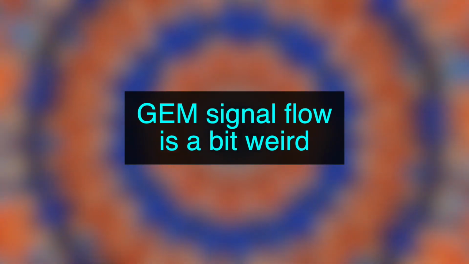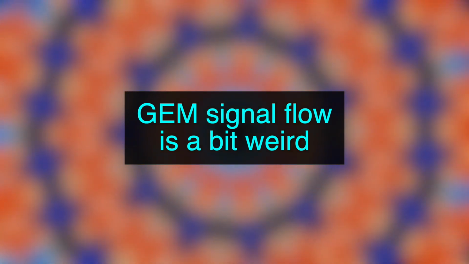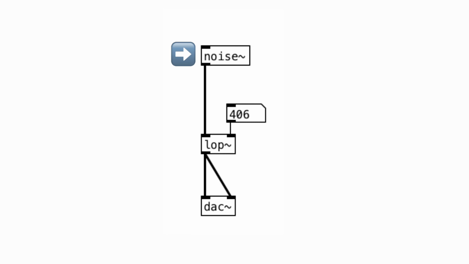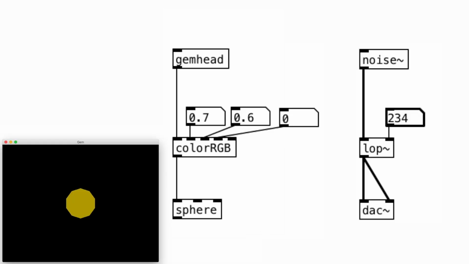The signal flow of Gem is a bit counterintuitive. So let's review the signal flow of audio in pure data. First, we have a sound source, whether it's noise or a sine tone. Then we have objects that manipulate the sound, such as filters, for example. And finally, we have a DAC, which will convert everything into an analog signal so that we can hear it through our speakers. Gem is an opposite of this.